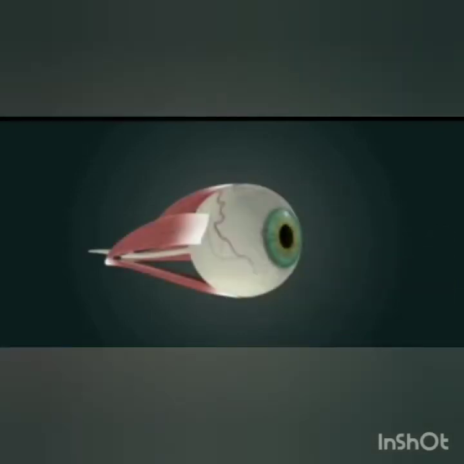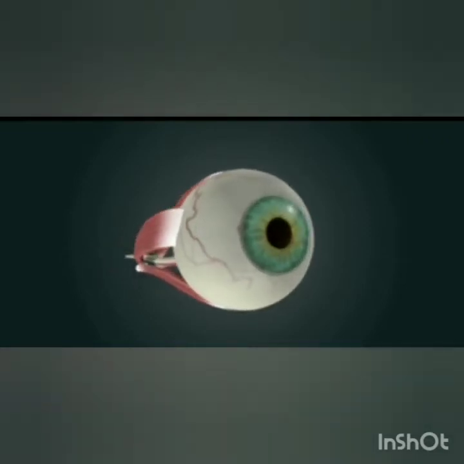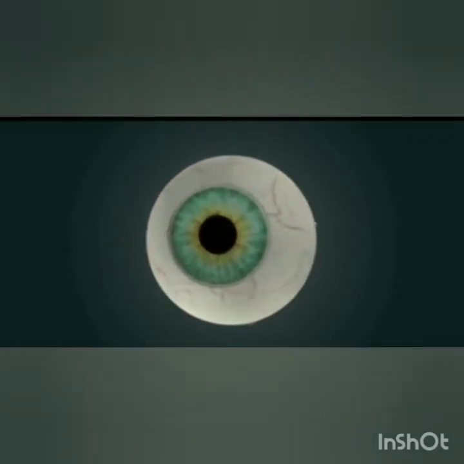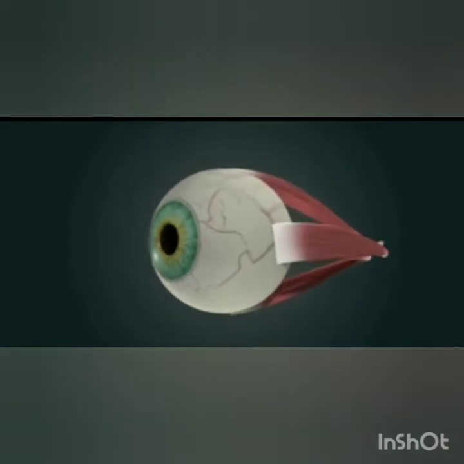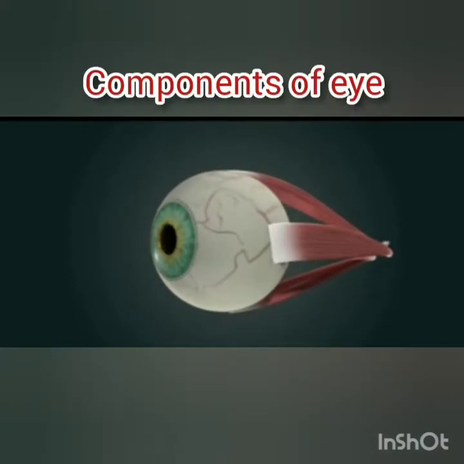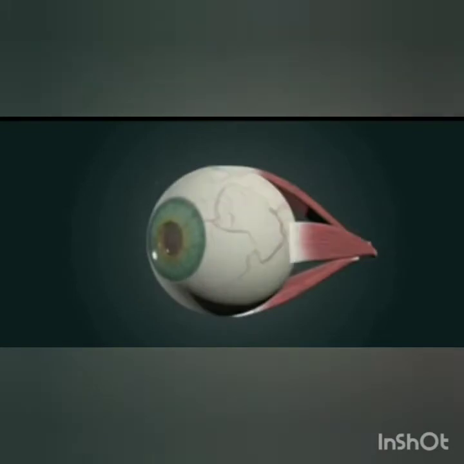You can see that the two eyeballs are present in each of the two sockets of the skull, and some muscles are attached to these eyeballs, and these muscles help in the movement of the eyeballs here and there.